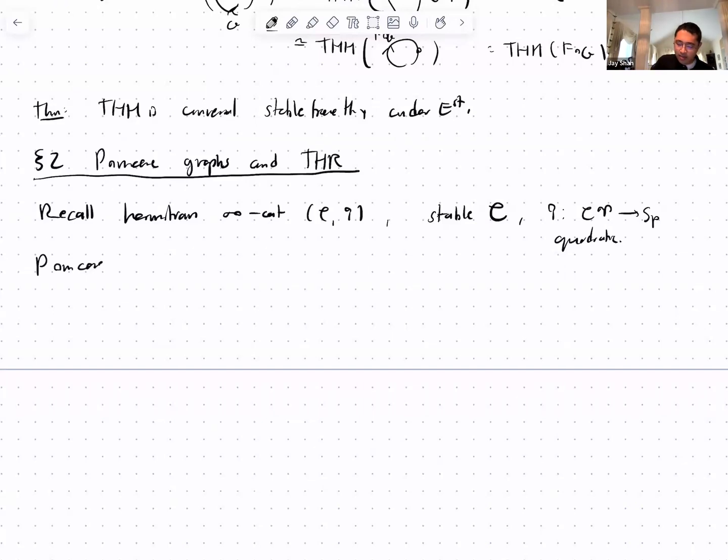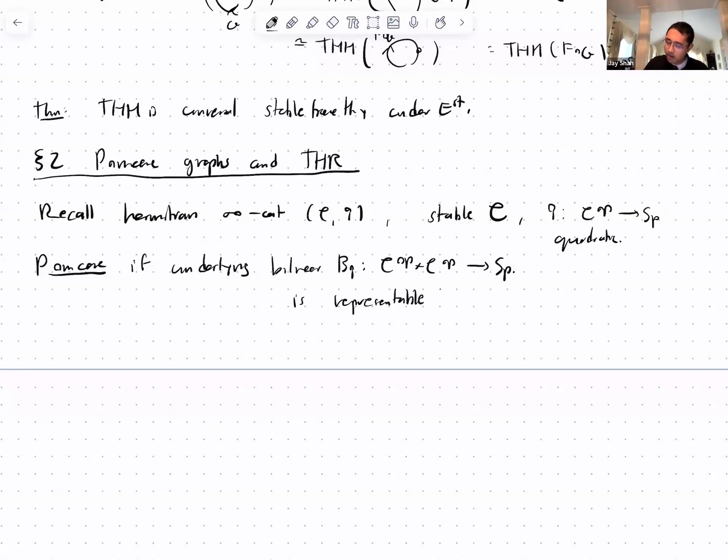And I say that this is Poincaré if the underlying bilinear pairing, B kappa, associated to the quadratic form, some people like to call this the cross effect, for instance, is representable by a duality. That is to say, a functor from C op to C, which is an equivalence. So in that case, B kappa is the mapping spectrum from X to DY.